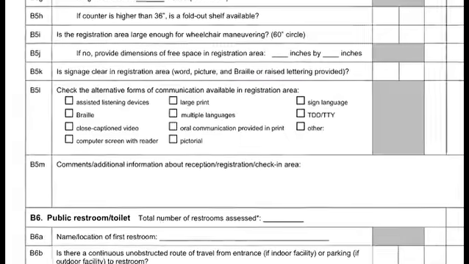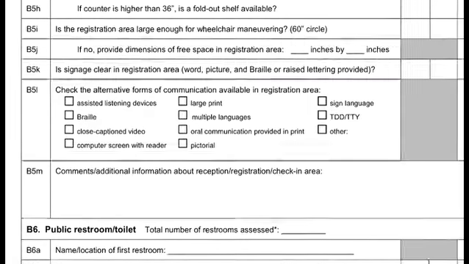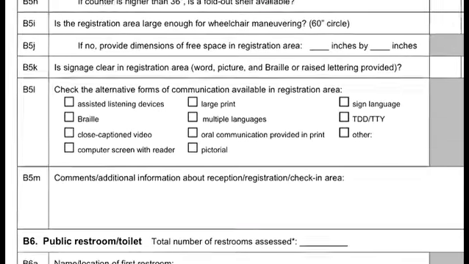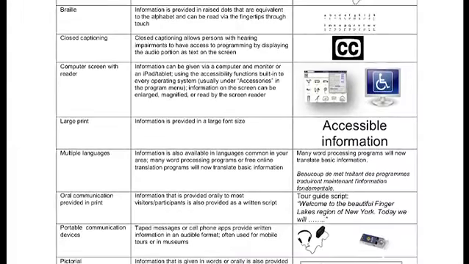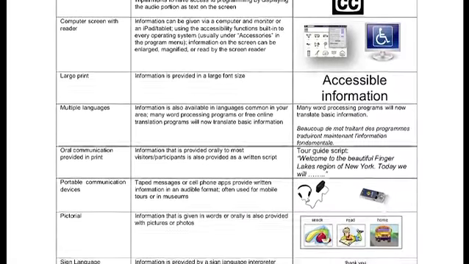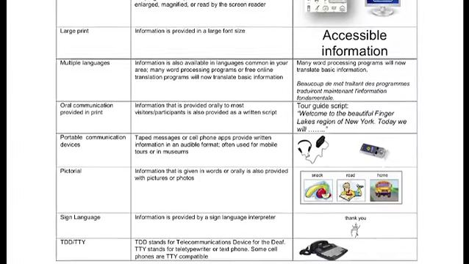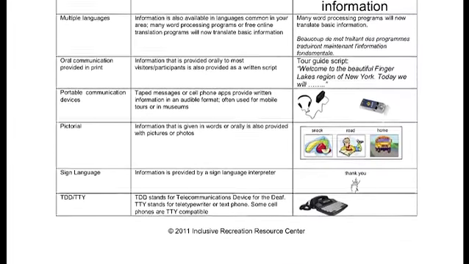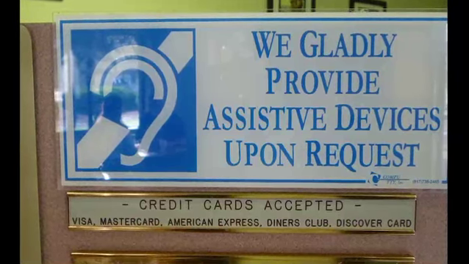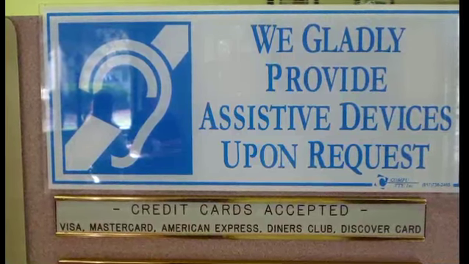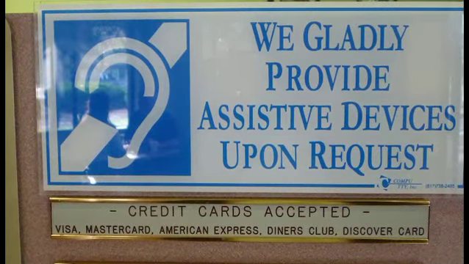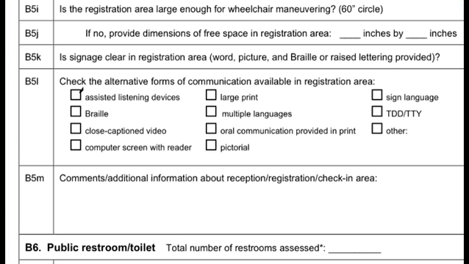Question B5L asks you to check the various types of alternate forms of communication that the site has available in the registration area. For this question, you will need to ask the person at the front desk, or perhaps the administrator during the interview, about all the different types of communication that the agency has available. For example, the registration area may have assistive listening devices or materials available in large print or Braille, but those might only be available upon request. Speak to the person at the registration area and check off all the alternative forms of communication on the tool.